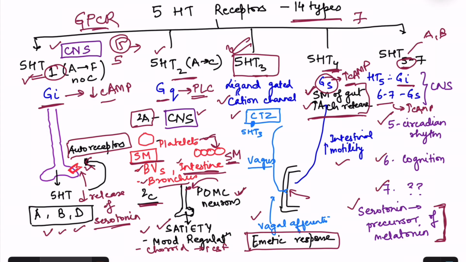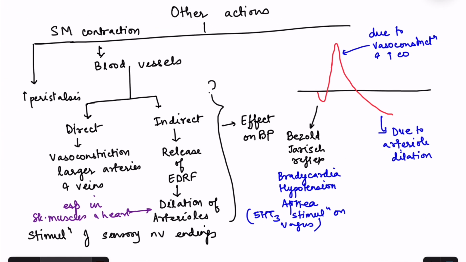Now, when we know what the physiological effect will be after stimulation of these receptors, we can easily know what an agonist or antagonist will do if they stimulate or inhibit these receptors. But before we go there, we have to study some further actions of serotonin. I told you that yes, it causes smooth muscle contraction. Which receptor? It is 5-HT2A. It is present on blood vessels.